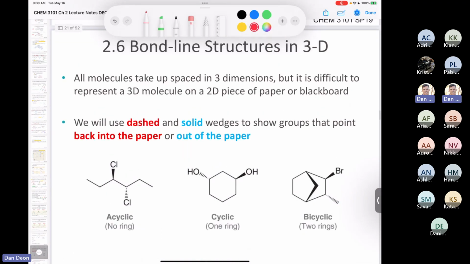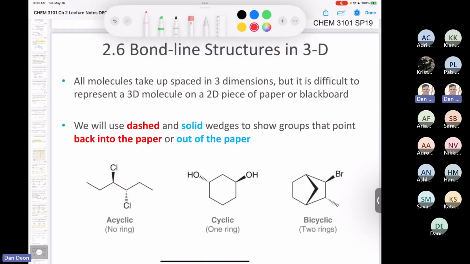Now let's move on to talking about bond line structures in 3D. All right. So we draw molecules on paper, which is 2 dimensions, or the iPad screen, which is 2 dimensions. Something you're probably aware of from VSEPR theory in general chemistry, and we looked at it a little bit yesterday, is that molecules are not 2-dimensional, right? They have 3-dimensional structures that take up space in 3 dimensions. And so how do we represent molecules in 3 dimensions when we're using a piece of paper or a screen?